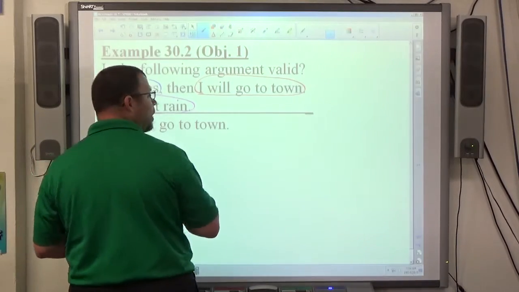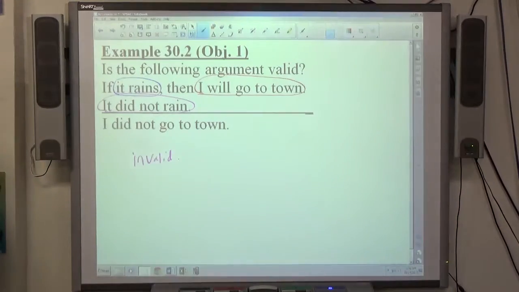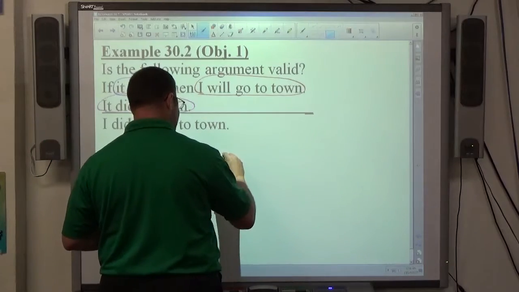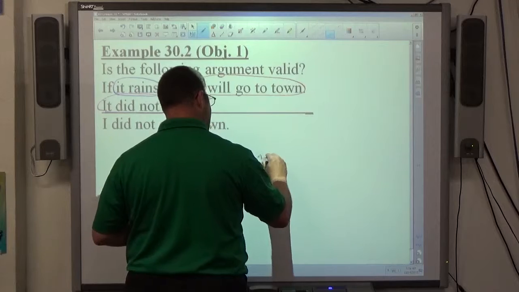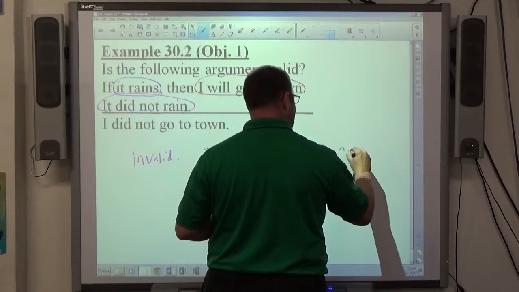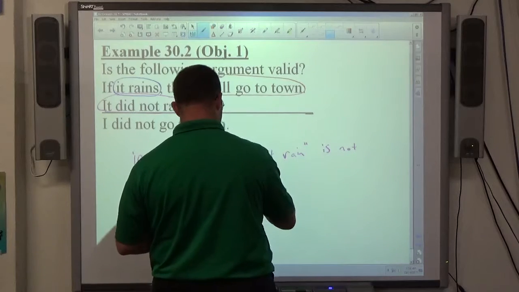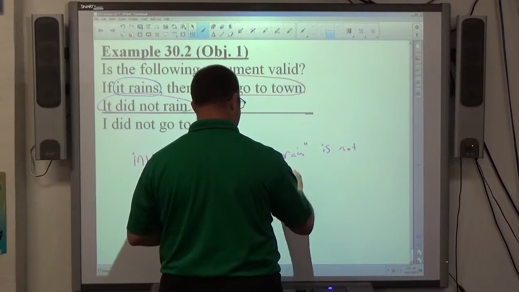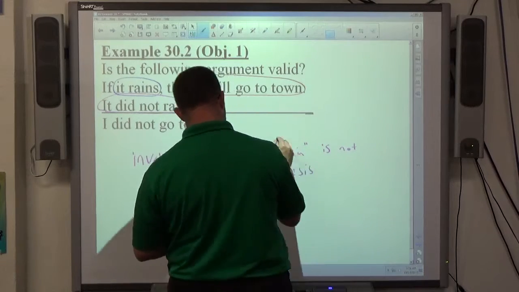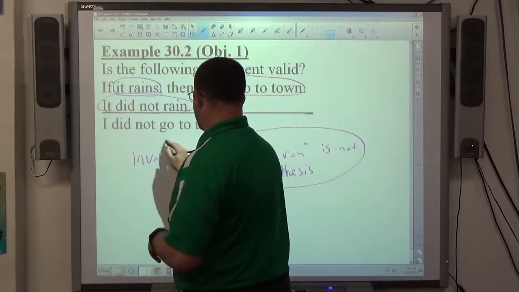If you get an invalid, I want to know why it's invalid. So tell me why it's invalid. In this case, it did not rain. That is not the hypothesis. That's the reason, that's the answer.